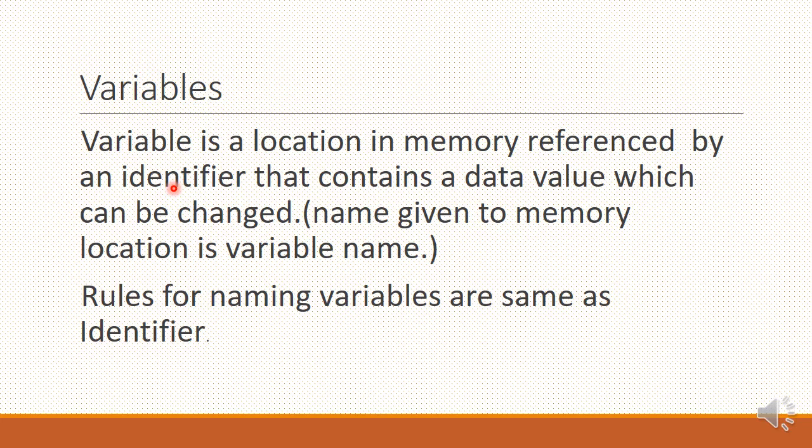Whereas constants do not change their value during the execution of the program. They are the constants. Variables vary during the execution of the program. So the statement here is, a variable is a location in memory referenced by an identifier that contains a data value which can be changed.